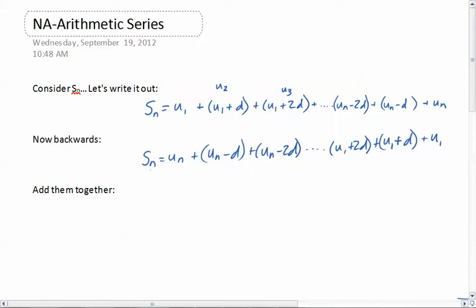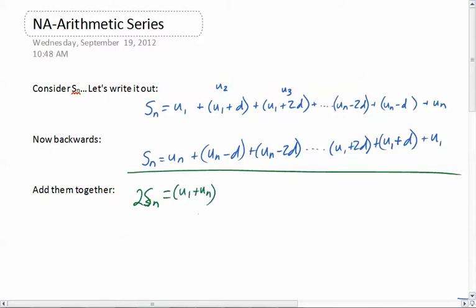All right, so I now have 2Sn equals, right here, u1 plus un. Now what happens if I add these two together? The d's are going to cancel out, leaving me with u1 plus un. Interesting. And look, the negative 2d and the positive 2d are going to cancel out, again leaving me with u1 plus un.